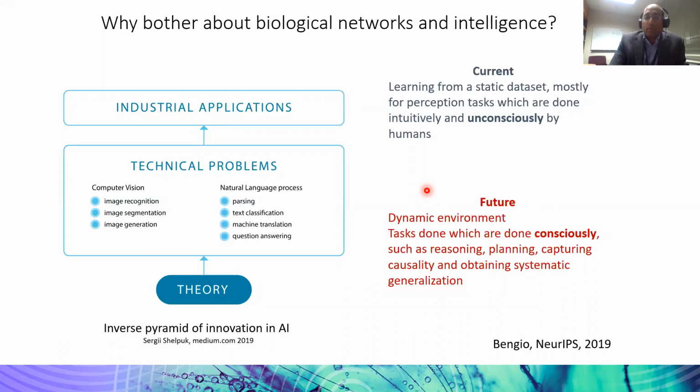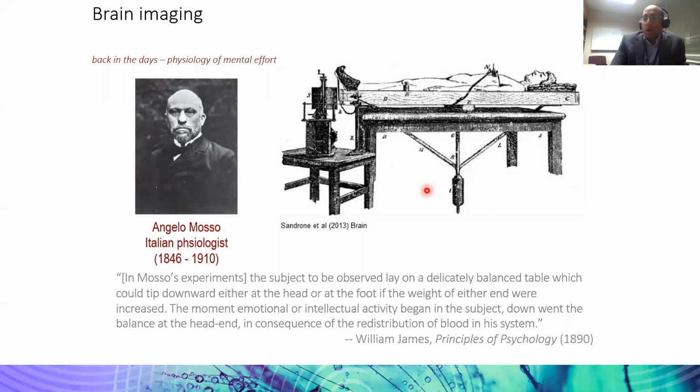Okay, so let's go into a bit more of brain imaging, that is, how one can actually measure brain activity. Here what I'm showing you is again a picture from the 19th century, the physiology of mental effort. You can see there's a table on which a person is lying. This is a very delicately balanced table, which could tip downward either at the head or at the foot if the weight of either end were increased. When movement, emotional or intellectual activity began in the subject, down went the balance at the head end, in consequence of the redistribution of blood in the system. This is a very well calibrated table. If a person starts doing some intellectual activity, more blood goes there and it tilts. Yeah, and that's how brain signals were measured initially.